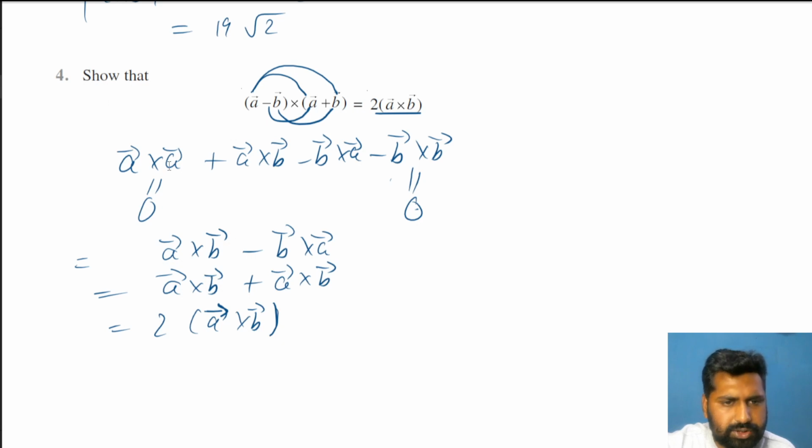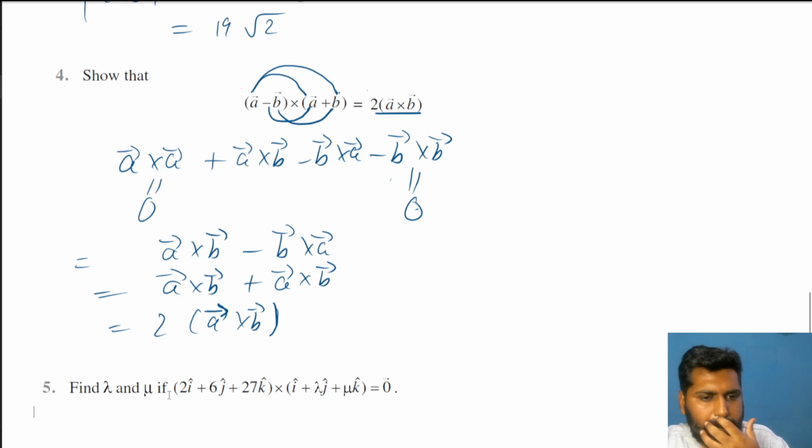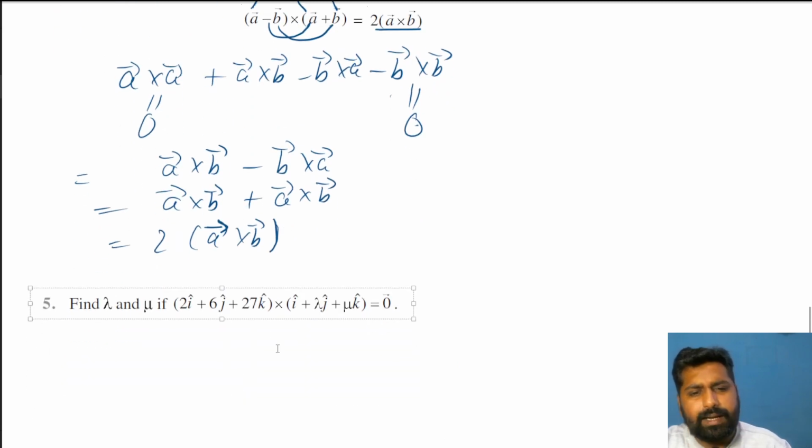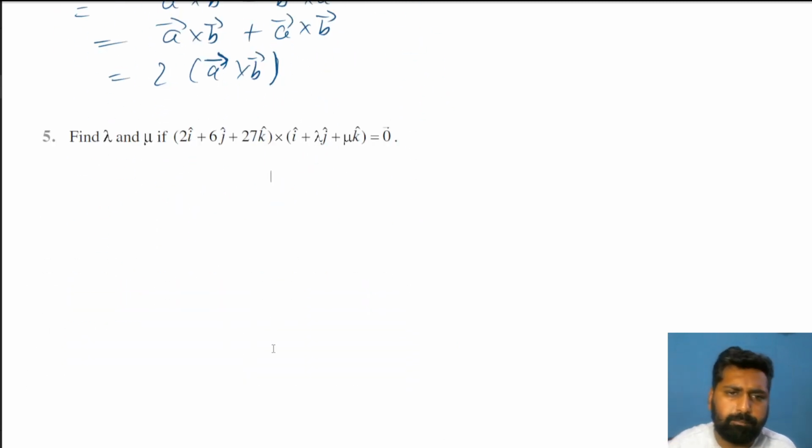Now let's see one question. The question says find lambda and mu. It is given that this vector cross this vector is a null vector, the 0 vector. There are 2 ways to do this question. One I'll show, and for the other I'll give you the approach, but I'll not solve it.